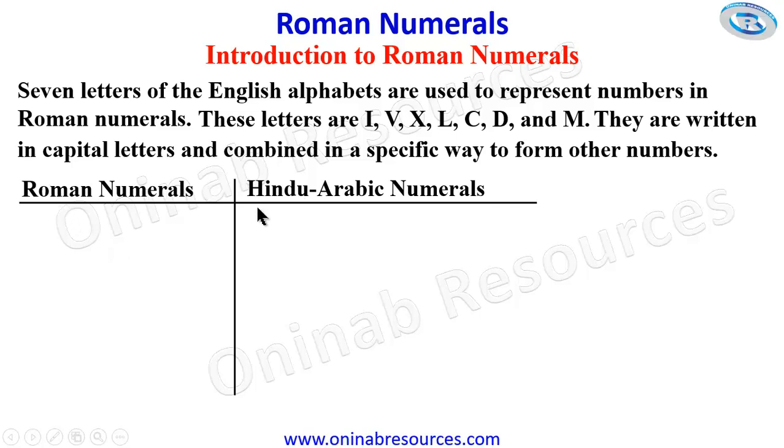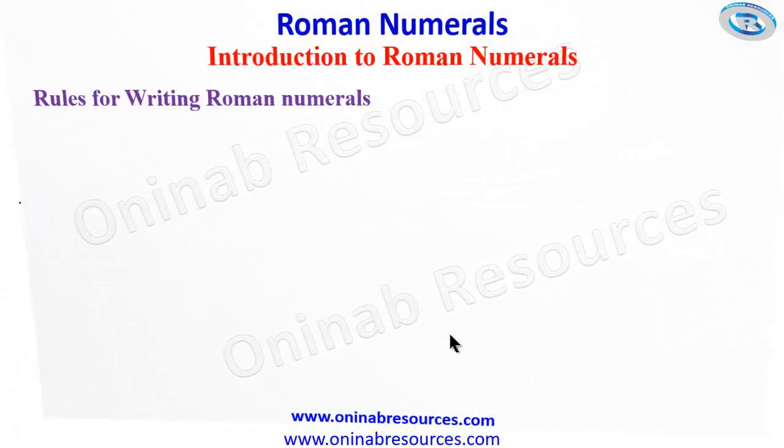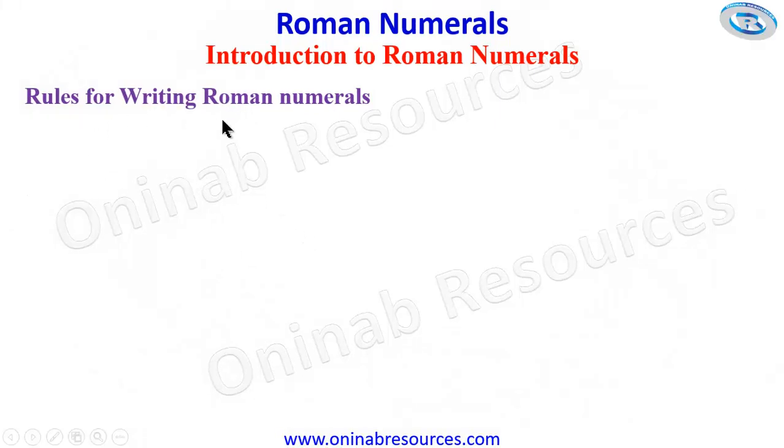So the Roman numeral I represents 1, V represents 5, X is 10, L is 50, C is 100, D is 500, and M is 1000. So we now go ahead to look at rules for writing Roman numerals.